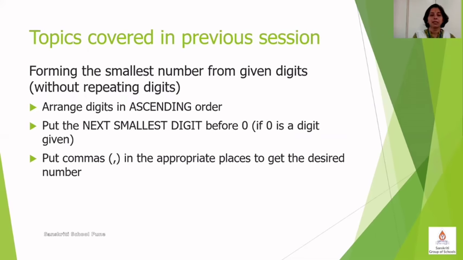So what were the steps that we followed? We first arranged the digits in ascending order. Then, in case we had 0 as one of the digits given, we put the next smallest digit before 0, as we cannot have a number beginning with 0. And the last step was to put the commas to get the required number.